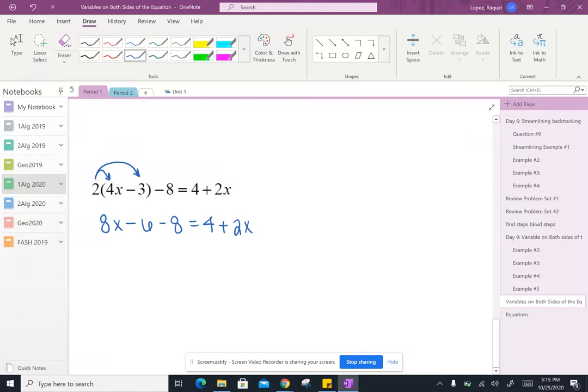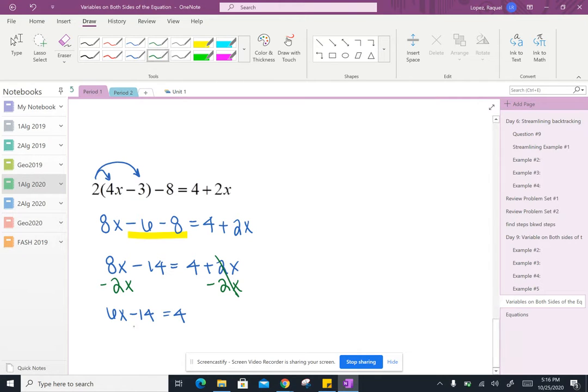Okay, so when I see this, I want to simplify even more if I can, and I can combine this negative 6 and negative 8 here. So I'm left with 8x, and then negative 6 minus 8 is going to be negative 14, and then we're going to copy down the rest of the equation, equals 2x. There we go. Okay, so then from here, I want to move all of my variables to one side of the equation, so I'm going to subtract 2x on both sides, and I'm left with 6x minus 14 equals 4.